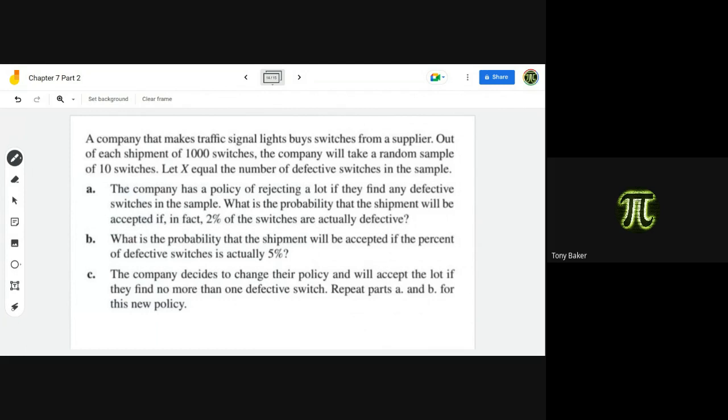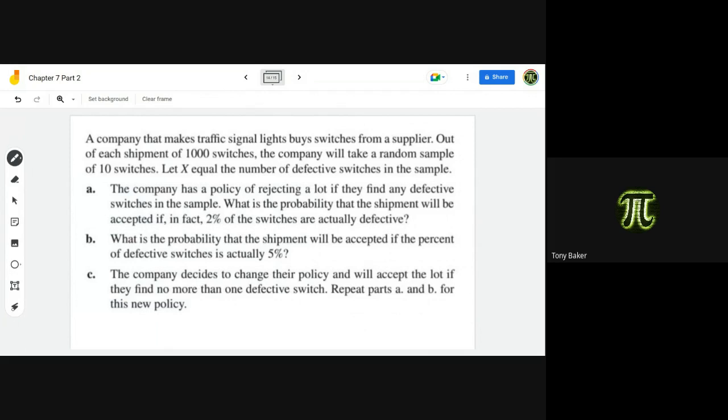So a company buys switches from a supplier. Out of each shipment of 1,000 switches, the company has to take a random sample of 10. Let X equal the number of defective switches in the sample. The company has a policy of rejecting a lot if they find any defective switches in the sample. What is the probability that the shipment will be accepted if, in fact, 2% of the switches are actually defective?